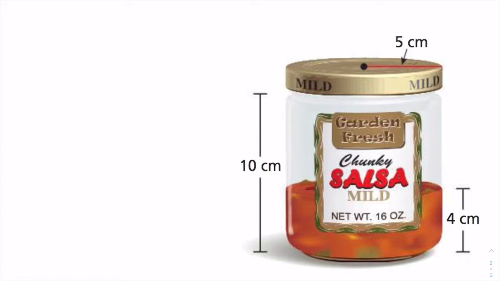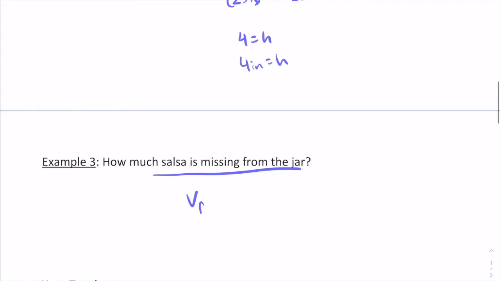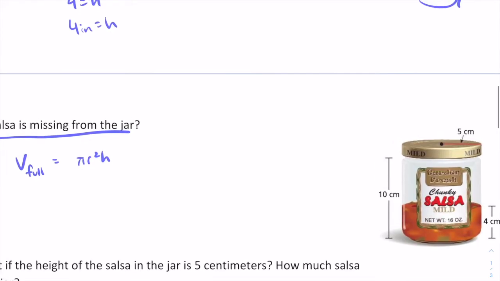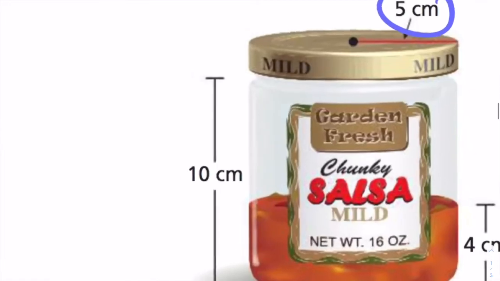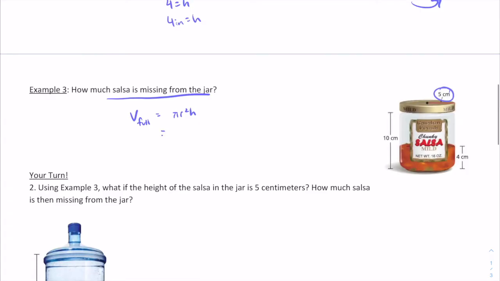So I have to figure out the volume when it's full, right? So when the entire thing is full, how much salsa is in the jar? Let's find the volume of the full one first. It's pi r squared h. So my radius is 5. When it's full, how much salsa do I have? I have 10 centimeters worth of salsa, so my height is going to be 10. My radius is 5, so I have 5 squared times 10.